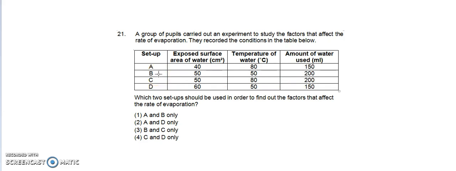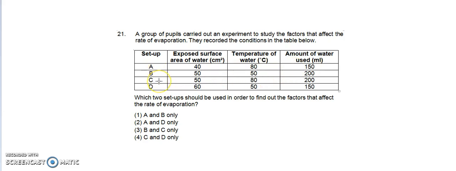So let us check the rest. For A and D, well, two factors are different, although the amount of water used is the same. So A and D is impossible. What about A and B? A and B also gives us different variables in all three factors.